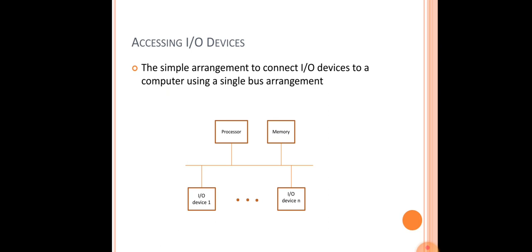First is accessing IO devices. The simple arrangement to connect IO devices to a computer is using a single bus arrangement. Here you can see a processor, memory unit and N IO devices. These units are interconnected by a single bus. A bus is actually a set of wires used to interconnect devices.